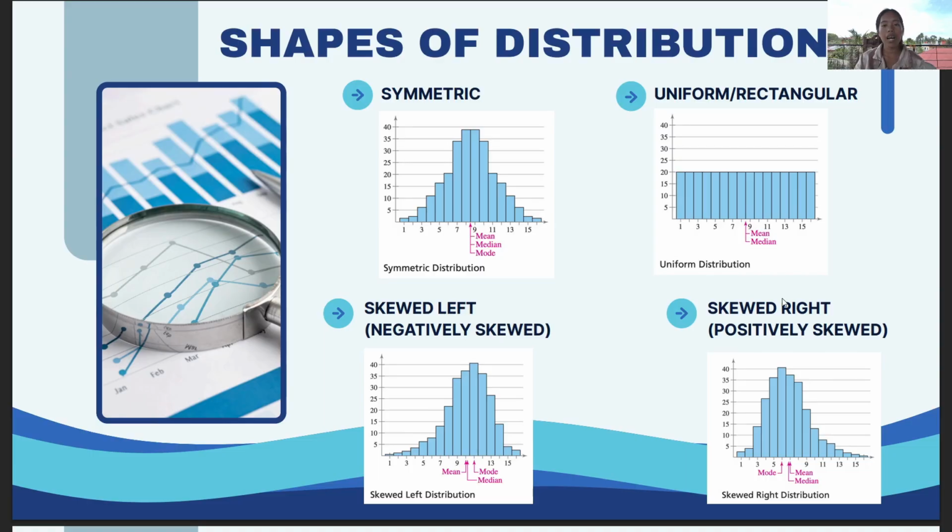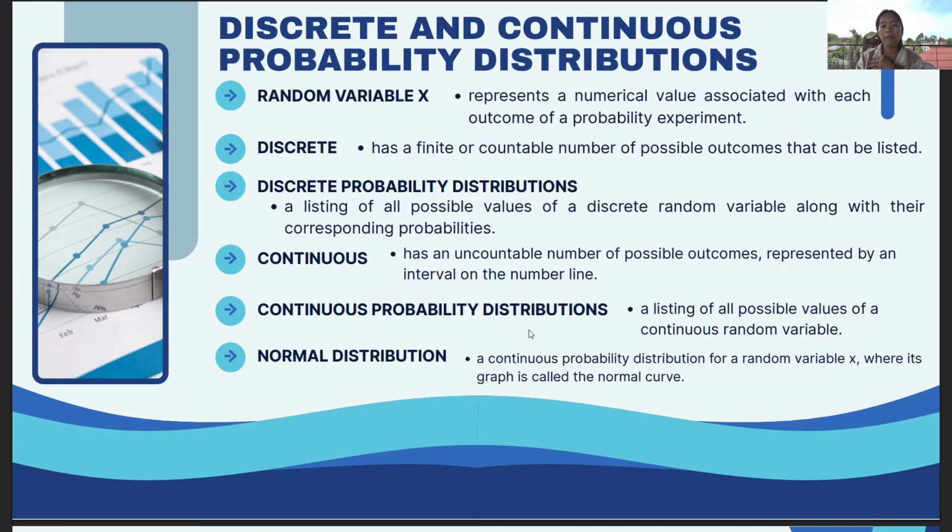Let's now go to the shapes of distributions. We actually have four types of distributions. We have the symmetric one. It's like a normal distribution, a bell shape. And then we have the uniform or rectangular. We have the skewed to the left, which is negatively skewed, and skewed to the right, which is positively skewed.